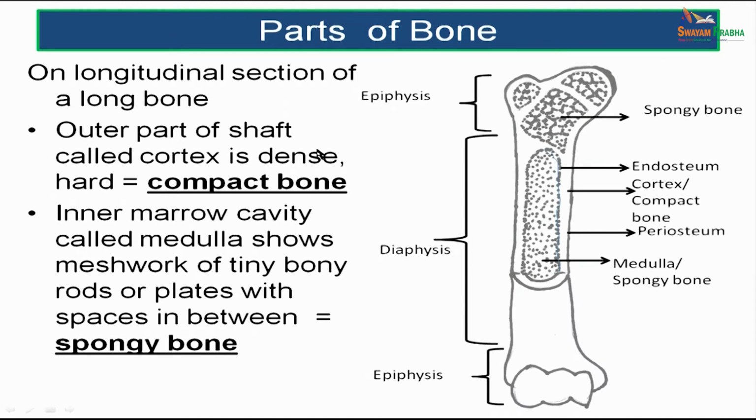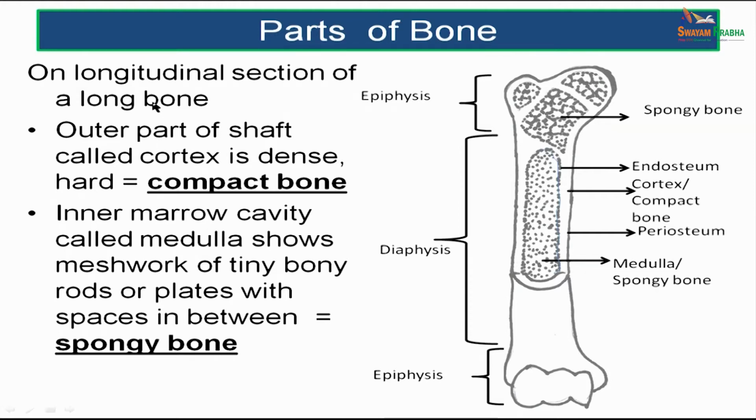Now, let us first study what are the parts of a bone. This is a diagram of a bone. This is the upper end, which is called an epiphysis. This is the lower end, which is also called an epiphysis, and this is the diaphysis or the shaft of the bone. This is showing a cut section and details of the outer part, which is the thick part, and the inner part, then details of the end of the bone.